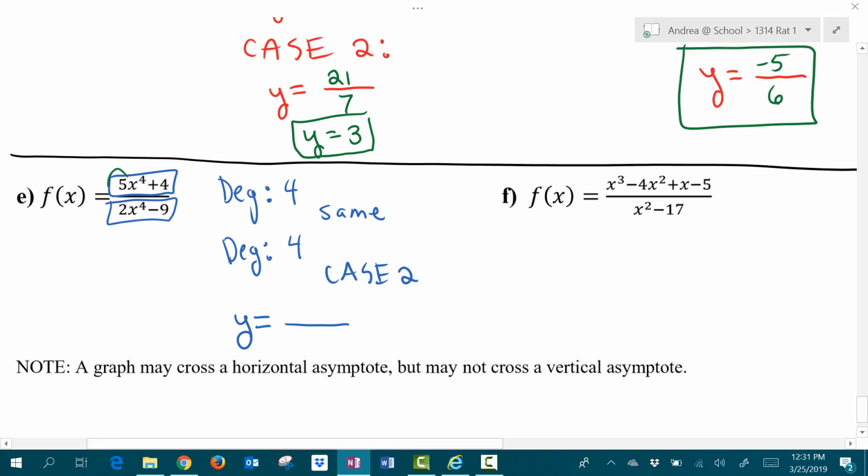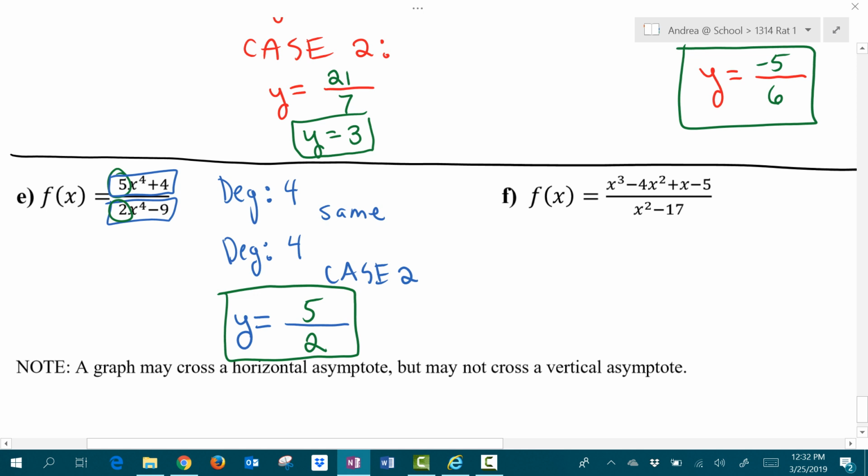So the leading coefficient at the top is 5. The leading coefficient from the bottom is 2. There are no common factors. That fraction does not reduce, so our final answer would be y equals 5/2. Remember, this represents a horizontal dotted line on my graph.